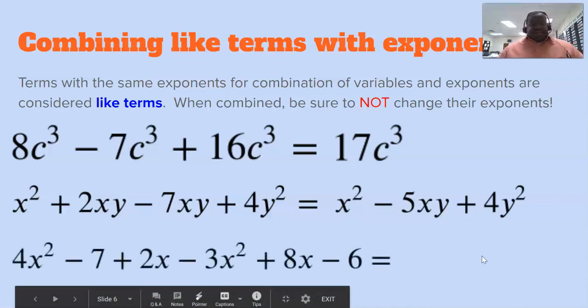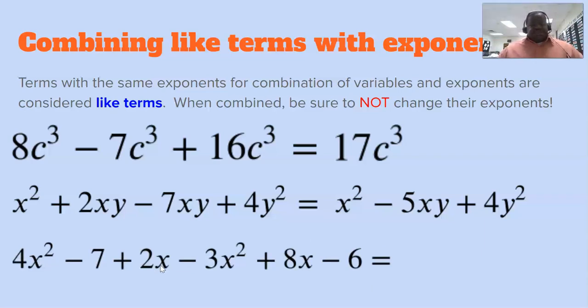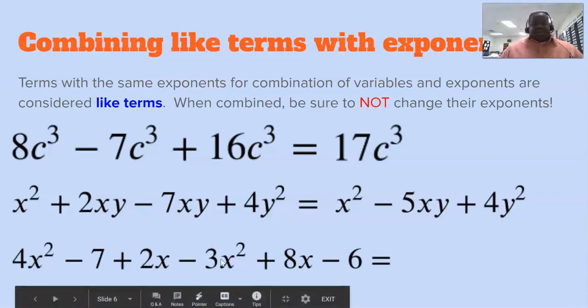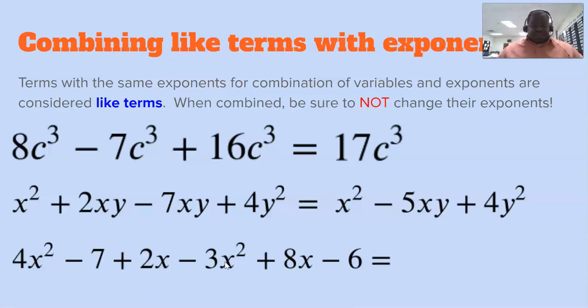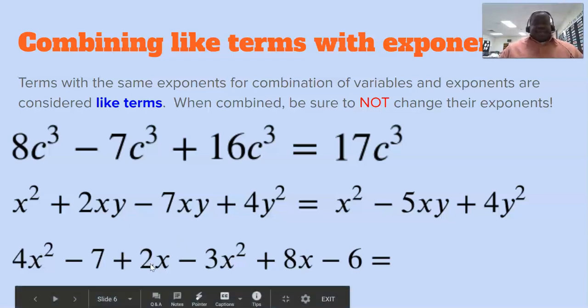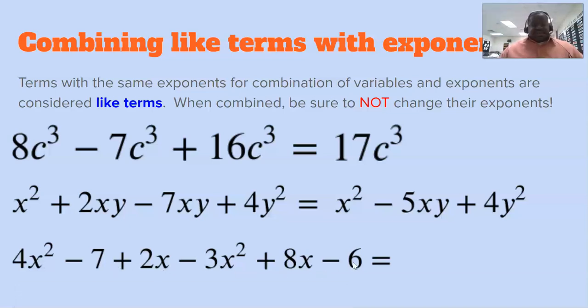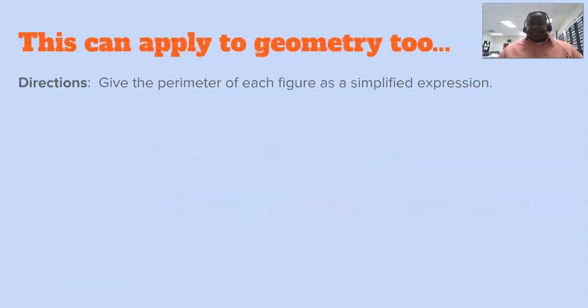All right, last example. So we got a lot of terms going on here. Notice we have x squareds, we have x's, and then we have just the constant terms. So 4x squared is going to be put together with the negative 3x squared. That gives you a 1x squared. 2x and 8x is going to be 10x. Negative 7 minus 6 is going to be negative 13. Yes, glad I got that one right. I wasn't sure for a minute. All right, let's keep going.